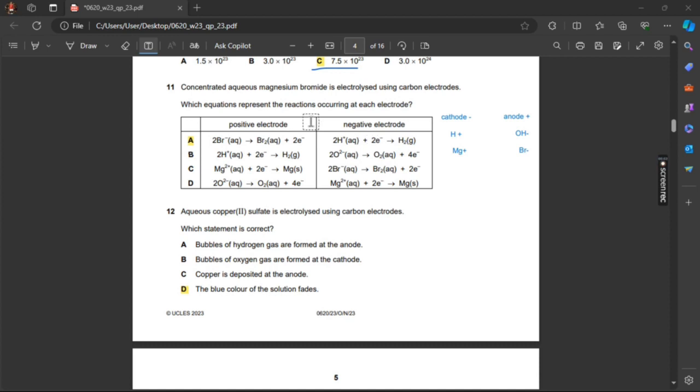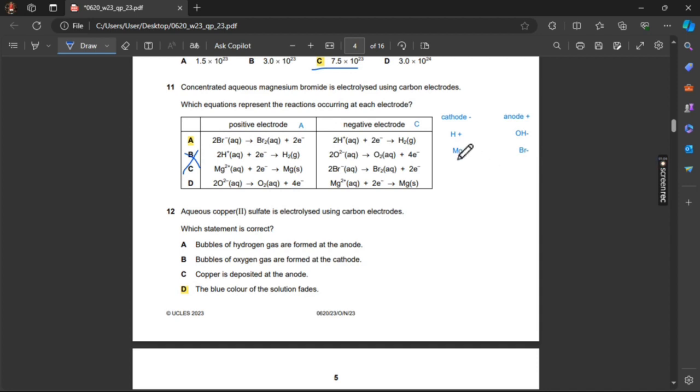11th question. Concentrated aqueous magnesium bromide is electrolyzed using carbon electrodes. The question is which equation represents the reactions occurring at each electrode? Positive electrode is anode and negative electrode is cathode, and positive ions will not form at the anode and negative ions will not form at the cathode. So let's remove B and C. And in the cathode there may be hydrogen ions or magnesium ions, and in the anode there will be OH ions or bromine ions.